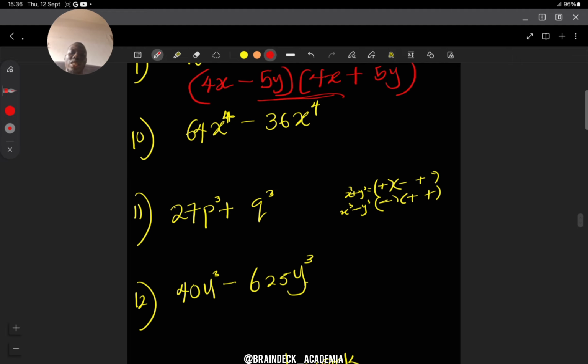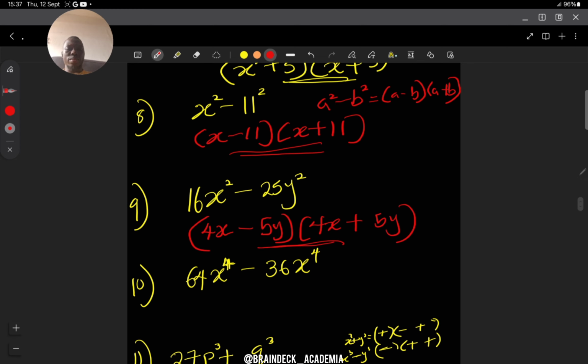Now look at this one. This one looks a bit tricky. Now the first thing you need to look at with this one, this one has a power of 4. The first thing you need to do is to change it to make it look like this rule that we have here.